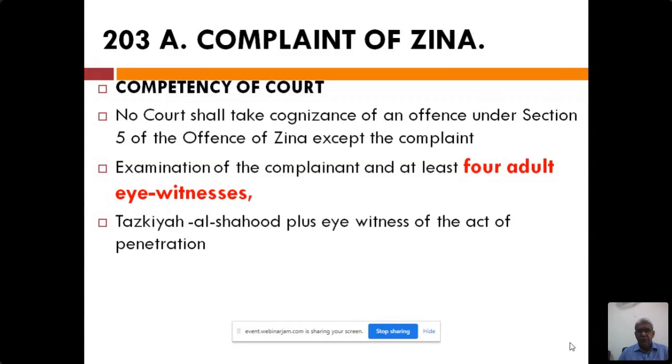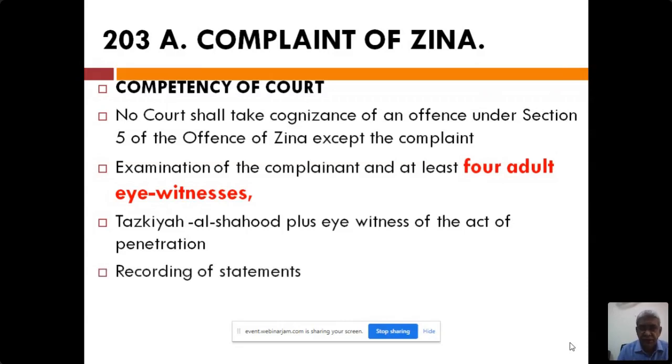Number one, to produce the four eyewitnesses at the same time. Number two, they should be adult Muslim persons. Number three, they should fulfill the criteria of Tazkiyah Shuhud. And the fourth one, which is the most difficult, they must have seen the act of sexual intercourse up to the level of complete penetration. How is it possible?